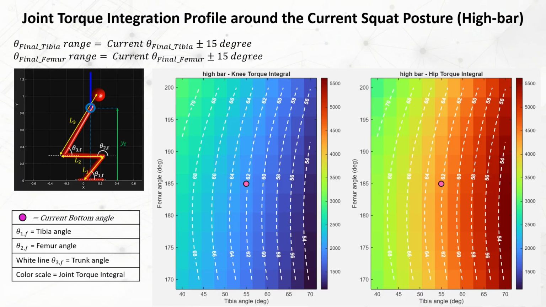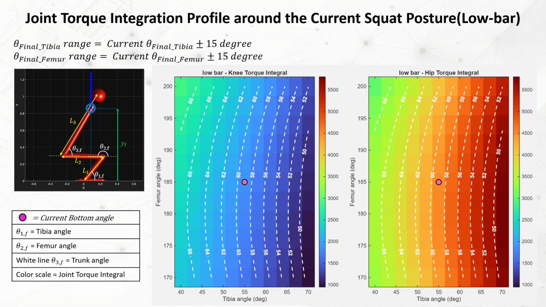This graph represents the joint torque integration profile around the current squat posture at high bar. We varied the user's tibia and femur angles by 15 degrees to visualize how slight changes in posture affect joint loads. And this is the heat map for low bar. By analyzing this heat map, users can determine how to adjust their posture on their own. We will show you how.